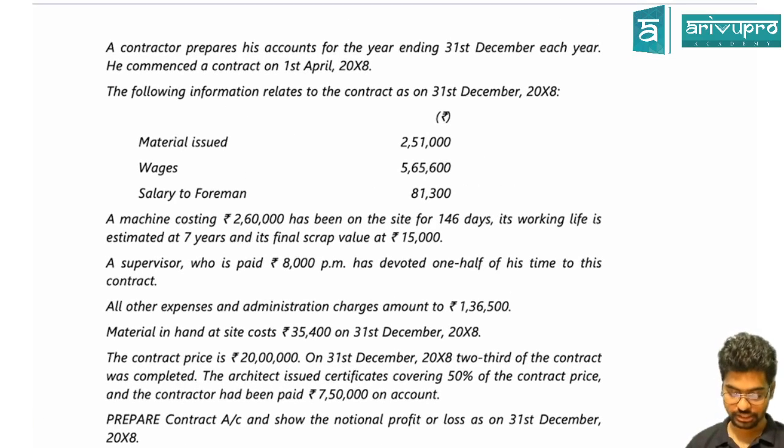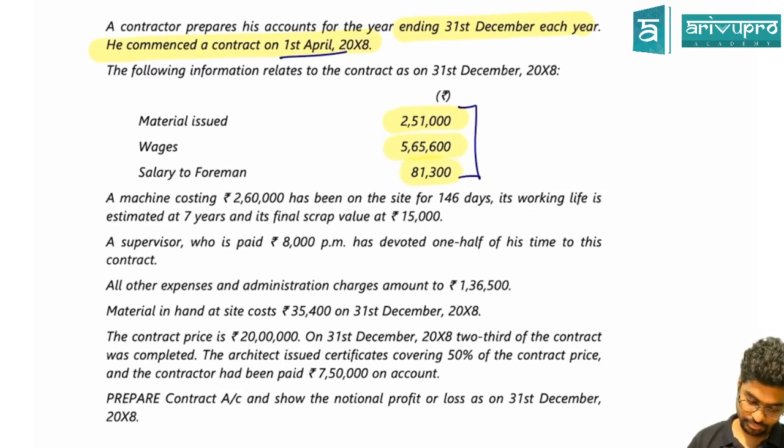Everyone read this question. Let's try understanding this. A contractor prepares his account for the year ending 31st December. He commenced a contract on 1st April. The following information relates to the contract: material issued, wages, salary for the foreman. Right? All of these are my expenses.